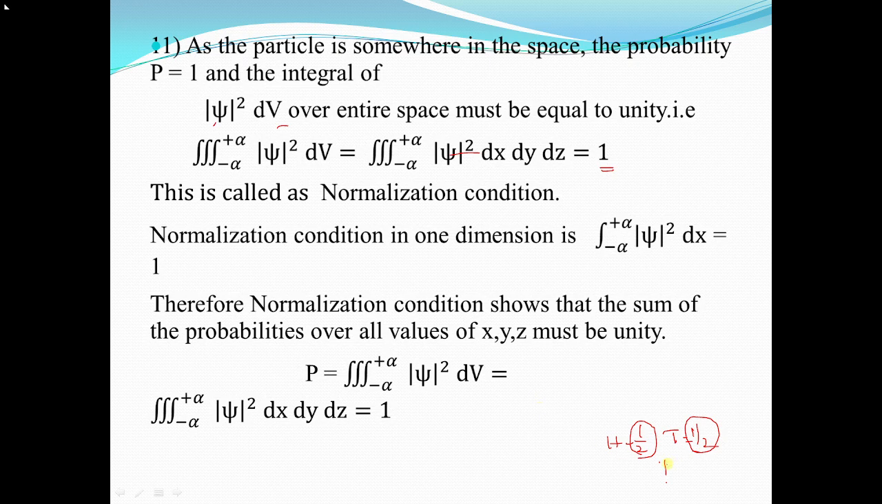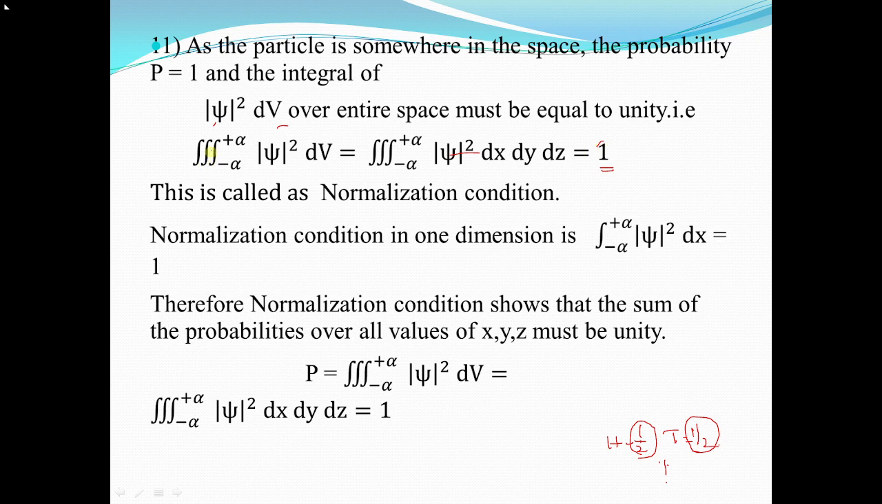Now, how did you get 1? By adding half plus half. But if many quantities are there, what I need to do? I need to do integration. Addition of an infinite number of terms is nothing but integration. So modulus of psi square dV over entire space must be unity. The total probability should always be equal to 1.